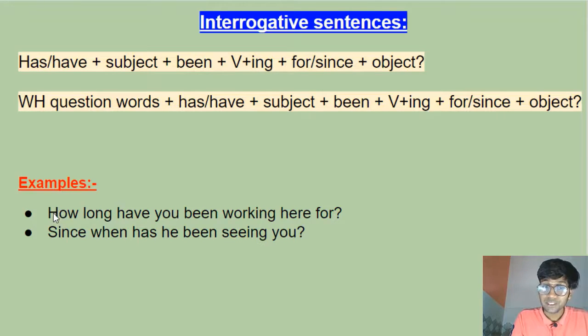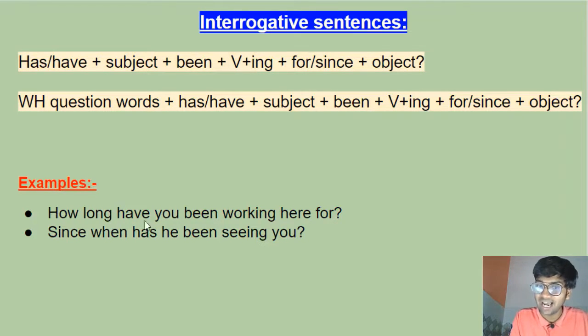Examples. How long have you been working here for? How long have you been doing something? How long have you been working here for? I'm not just concerned about an action that is going on right now. I want to know how long this has been going on for, all right? If you want to know how long something has been happening for, use how long, right? How long in the beginning. How long followed by has or have, followed by the subject, followed by been, followed by V1, you know the structure, right?